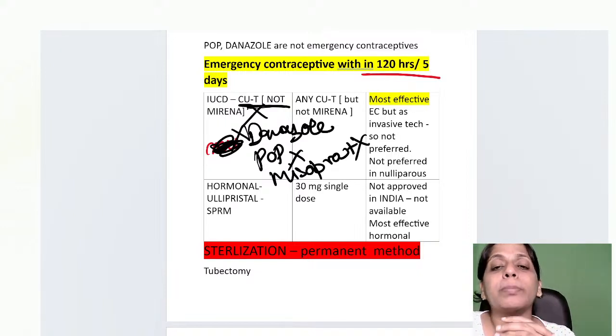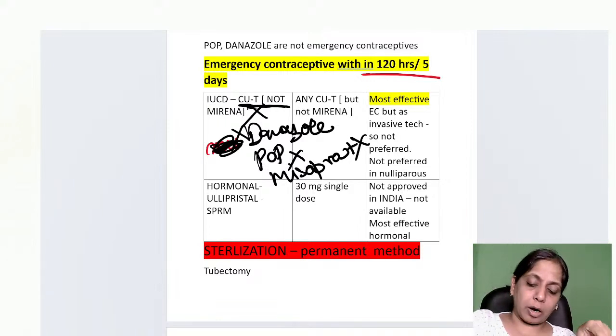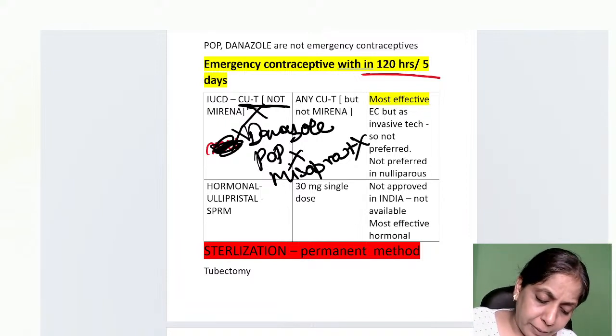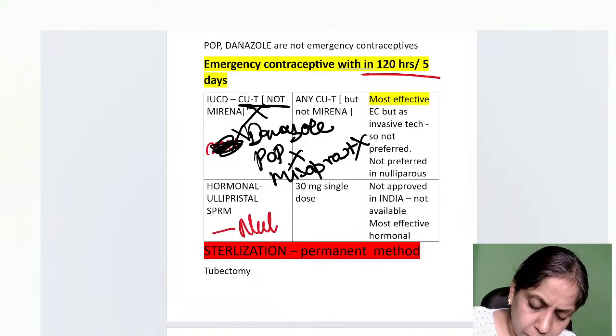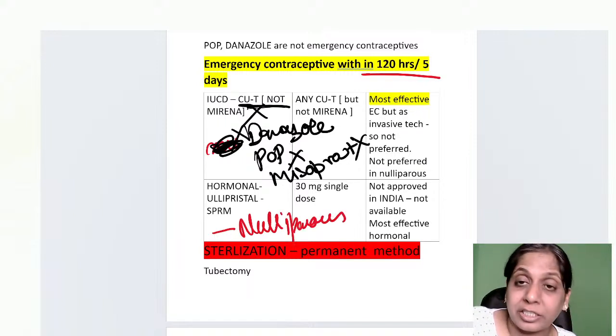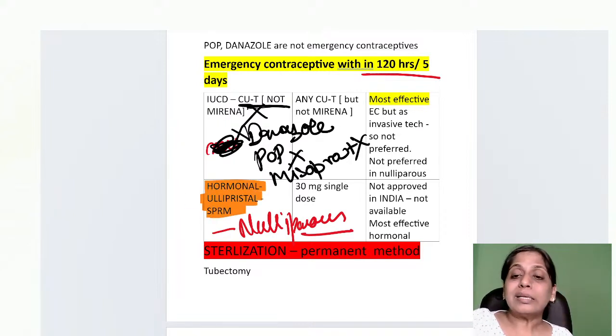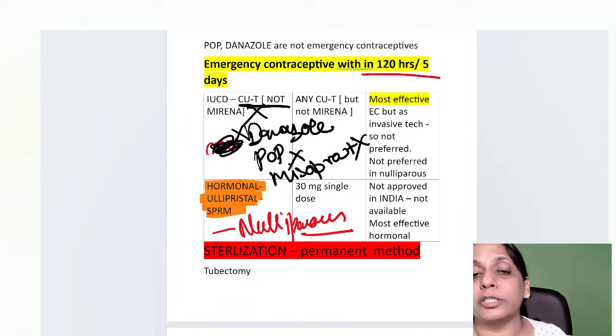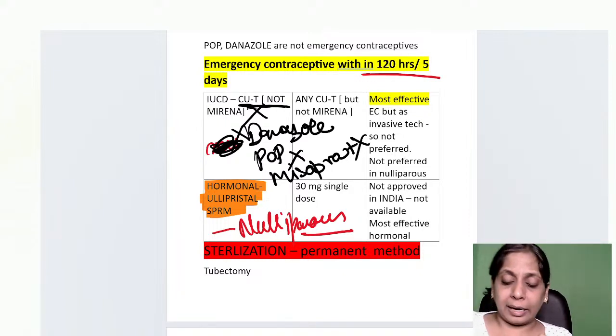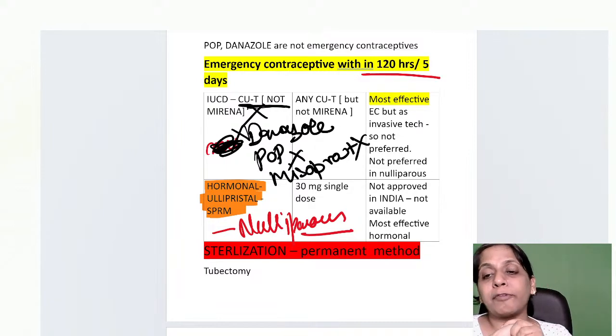Any copper T we can use, but it should contain copper. Okay. Right. And it can be used up till 5 days of the unprotected intercourse. It is the most effective emergency contraception method. If the patient is nulliparous, then we cannot put the copper T, as the patients don't prefer the copper T. Then we will give the hormonal ulipristal, a selective progesterone receptor modulator. Its dose is 30 mg once, asked in your exam, and it can be given up till 5 days.